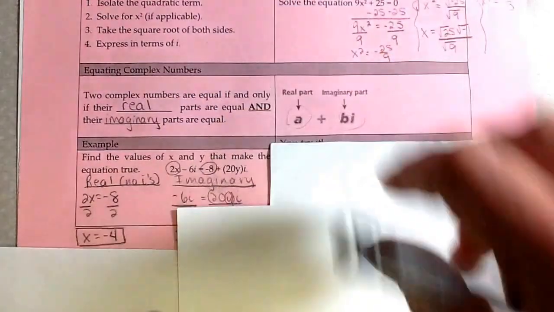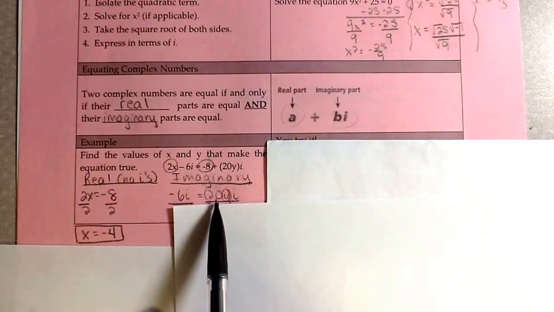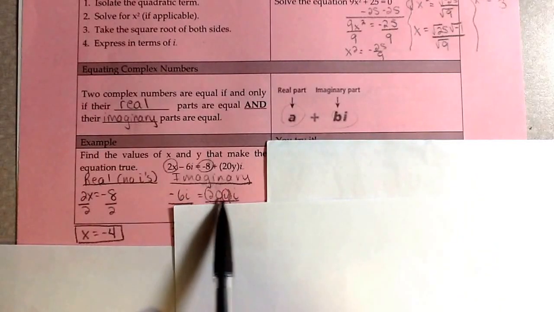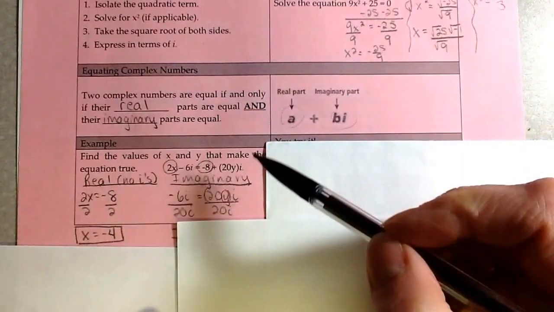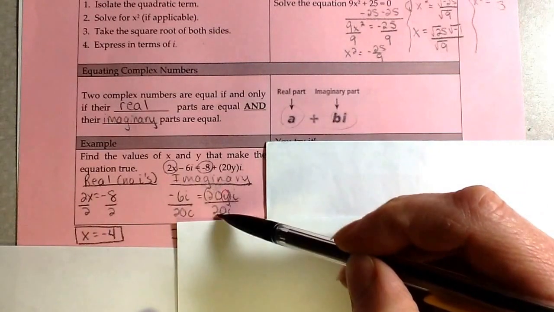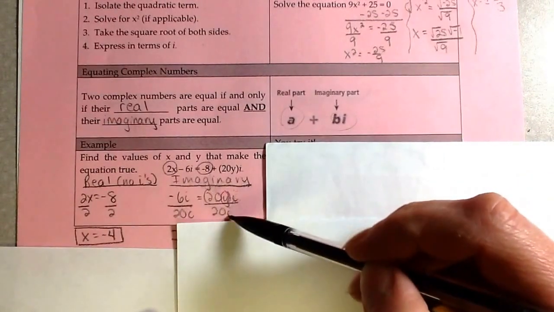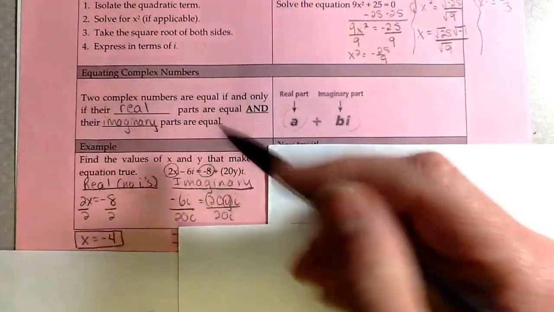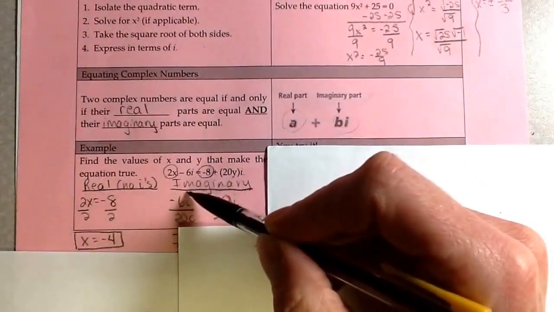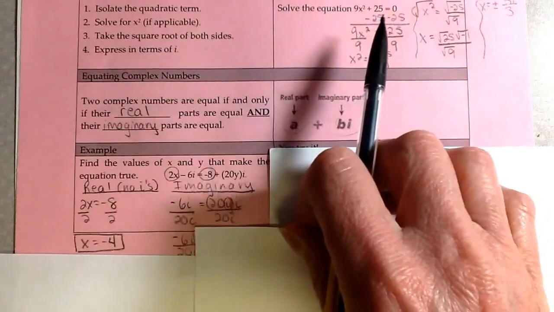Okay, and now we want to solve for y. So I just circled this y. What I need to get rid of is multiplying by 20 and multiplying by i. So I'm going to divide both sides by 20i. And when I do that, this turns into 1. This turns into 1. So now I have negative 6i over 20i. Well, i divided by i is 1.